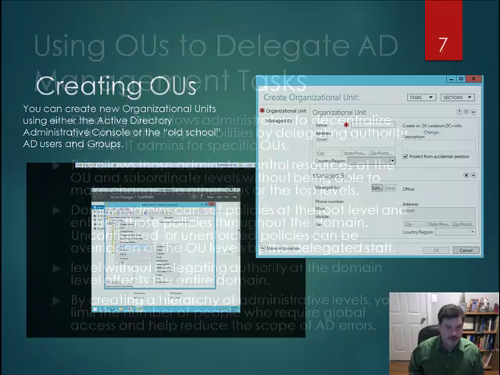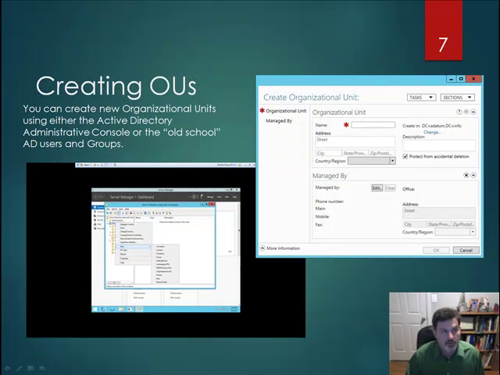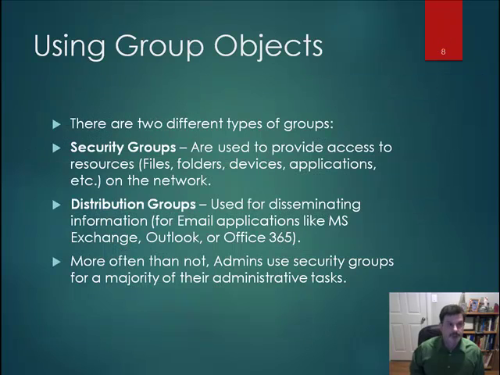When I want to create an organizational unit, particularly through the GUI interface, I have two ways to do that. I can create an organizational unit either by using the Active Directory Administrative Console, here seen on the upper right, or what I refer to as the old school method by going into the Active Directory Users and Groups, right-selecting, New, and then Organizational Unit.